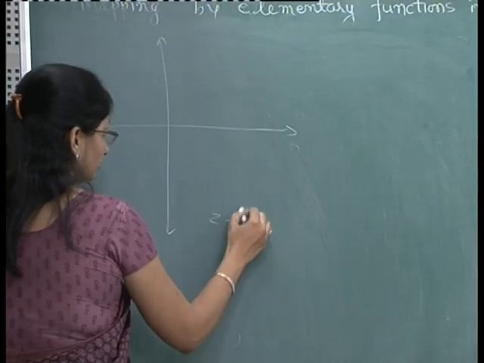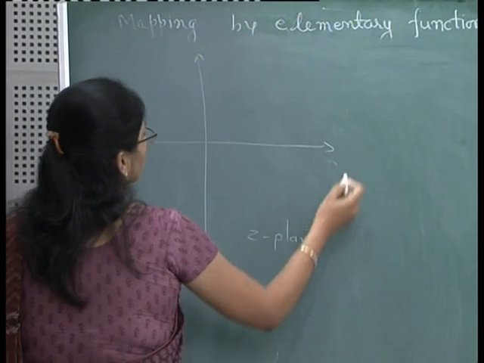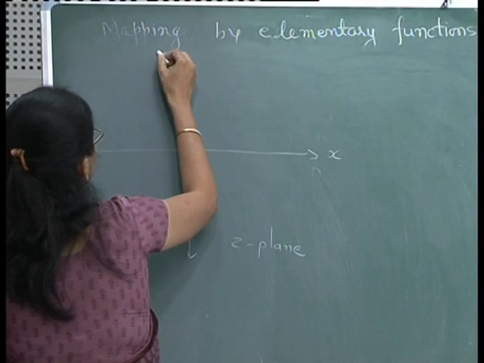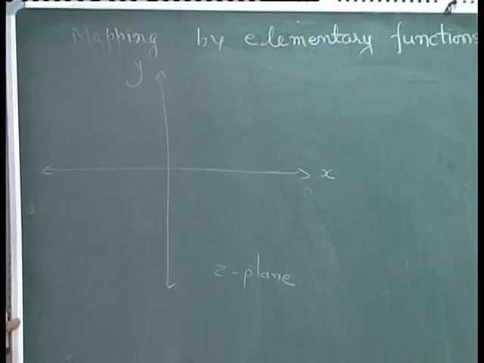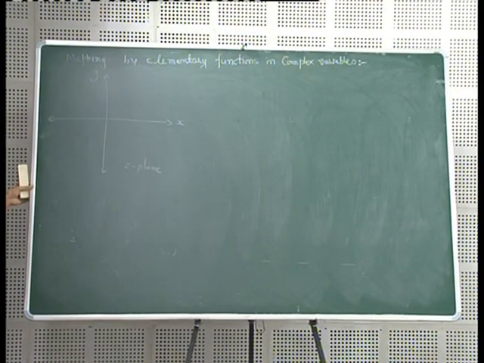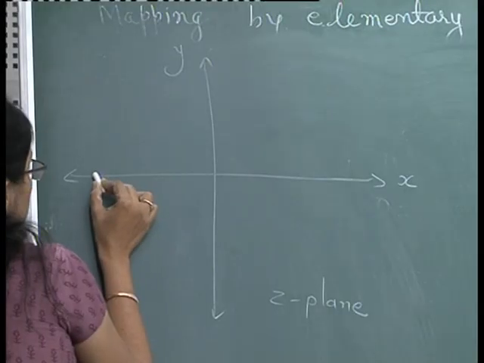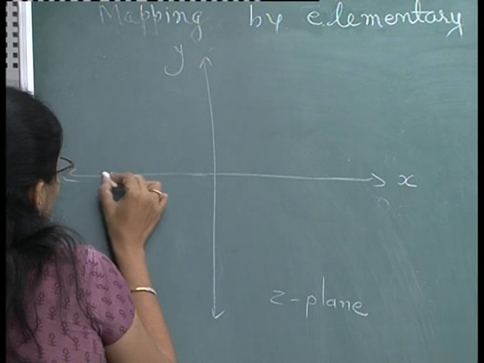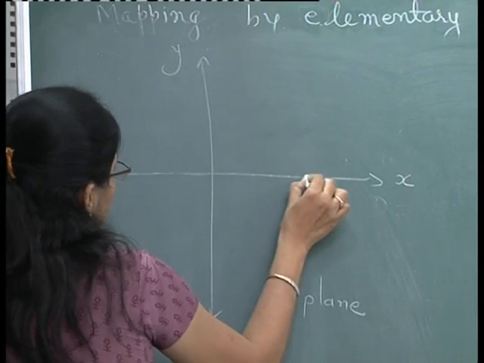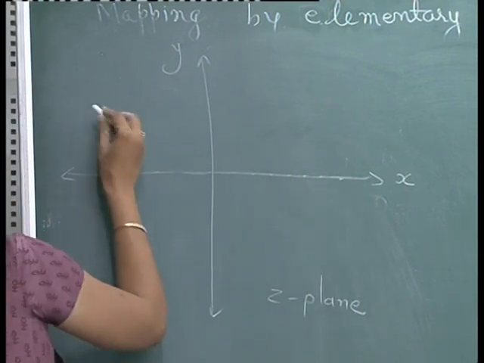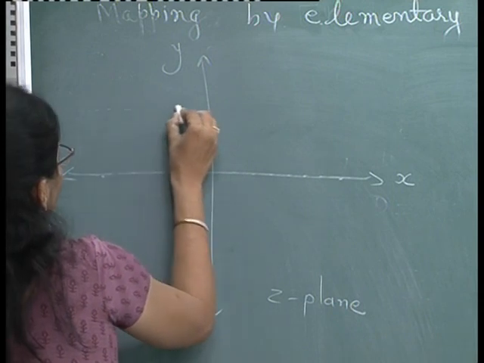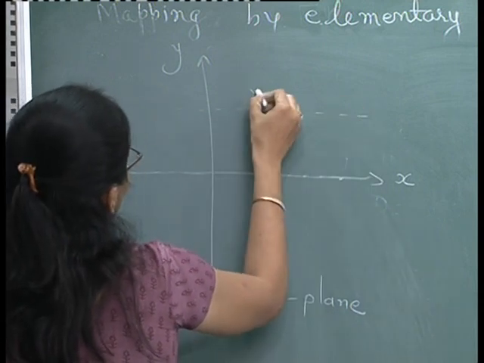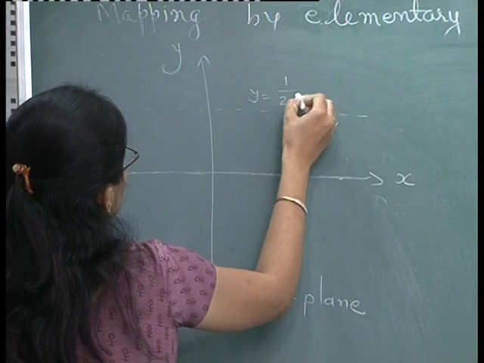This is the z plane, and this is the x axis and y axis. Now first, 0 is less than y. 0 is less than y means this is y is equal to 0, but 0 is less than y, so I take this dotted line. This is 0 is less than y, and this is the line y is equal to 1 upon 2c.